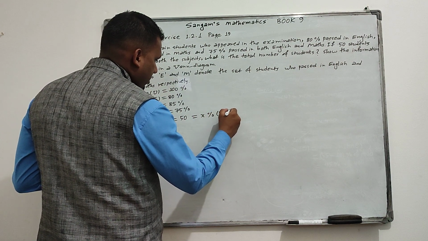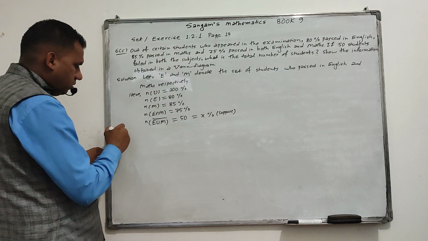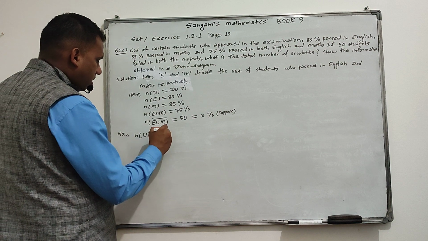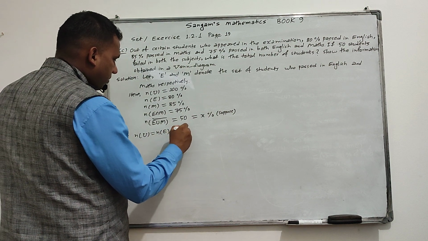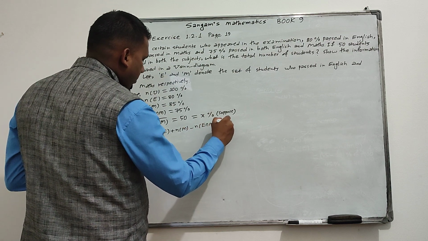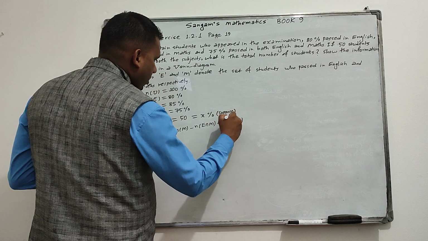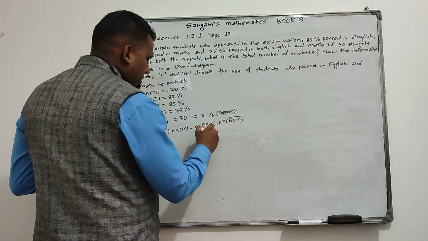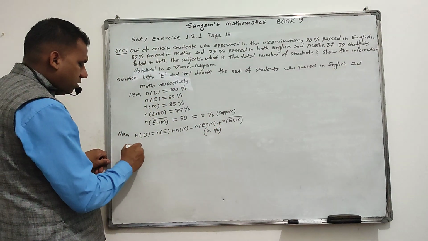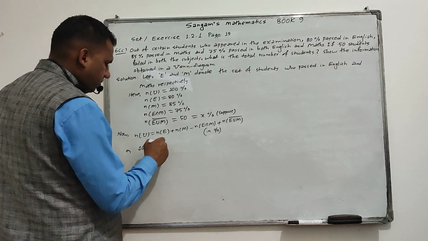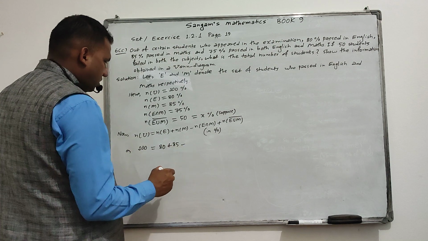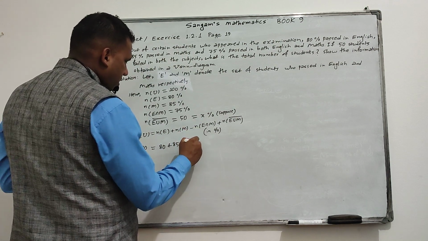Suppose now, using the formula, number of U equals number of E plus number of M minus number of E intersection M plus number of (E union M) whole complement. This is all data in percentage. So number of U is 100, number of E is 80 in percent, number of M is 85. Intersection data we have suppose X%.